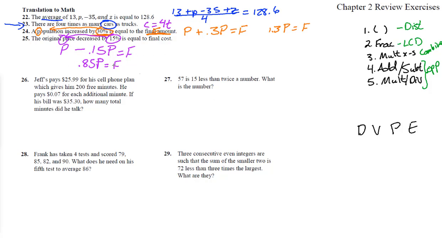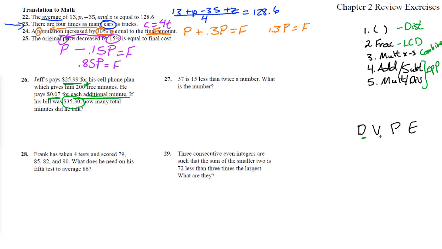Now we're going to do some word problems where they actually ask us to solve them. Much more exciting. Jeff pays $25.99. Remember, that's the data. We've got that one. It gives him 200 free minutes. Okay, that's something to note. He pays 7 cents for each additional minute. His bill is a total of $35.30. How many total minutes did he talk?